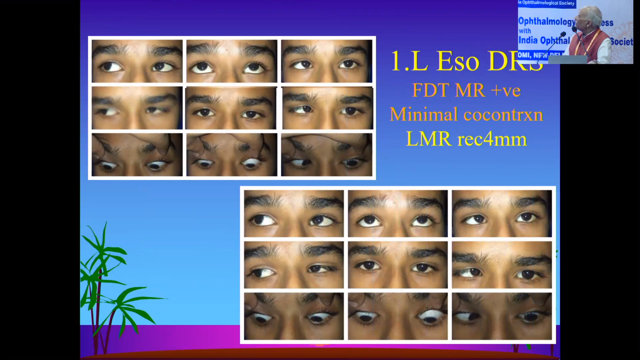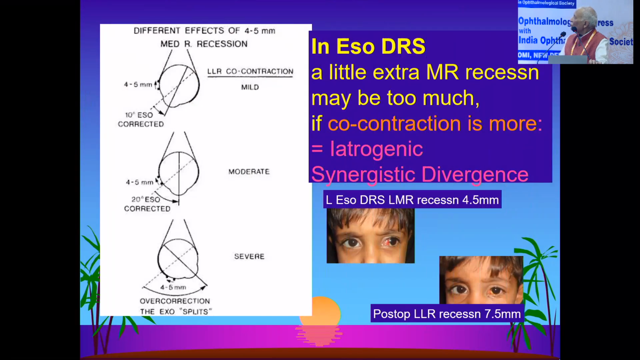So if you have a case in which there is an ESO-DRS in the primary position, the FDT of the MR is positive and minimal co-contraction is there, you need to do an MR recession for just the tightness of the MR. Minimal MR recession is what we need to do, and that does the job. If you do more MR recession, you will land up into an iatrogenic synergistic divergence.